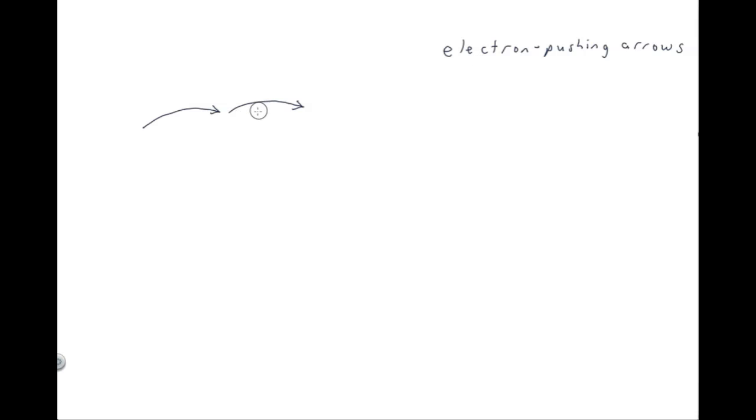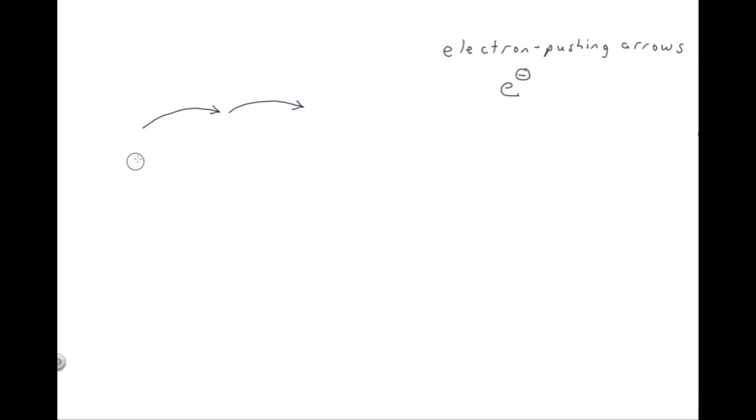Now, these arrows show the movement of what? Obviously, these arrows show the movement of electrons. That's why they're called electron-pushing arrows. What's the most important thing to understand about an electron? Its formal charge. What is the formal charge on an electron? Well, I hope that you know that electrons have a negative formal charge. Electrons are negative. So these arrows show the movement of negative electrons from here to here.